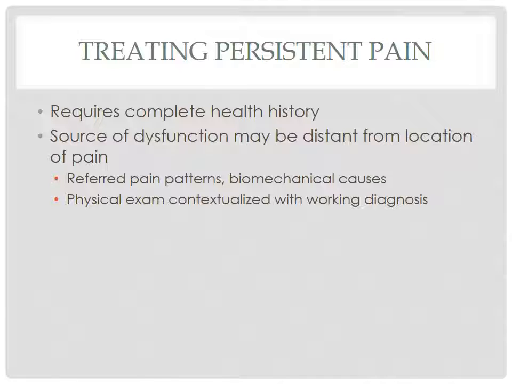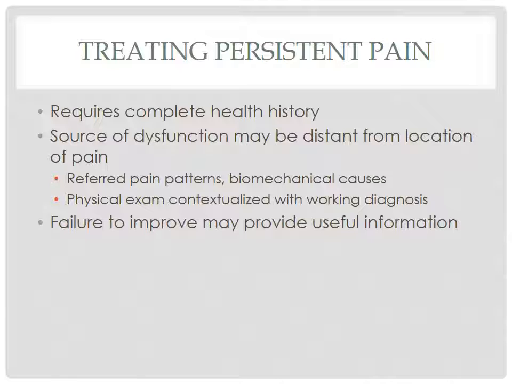You have to look at biomechanical causes. Again, this isn't going to be a one-time acute traumatic event. It's going to be the person that comes to you and will say, my shoulder's been bothering me. They may have an idea about when it started, but for the most part, there's not that one incident that caused it to happen. And make sure you take your physical exam and contextualize it with the working diagnosis. So again, you're going to be looking at other causes and maybe other areas of the body when you're looking at this.